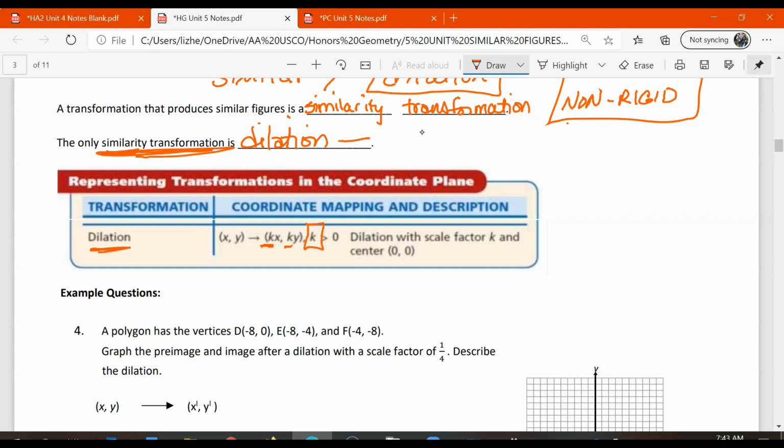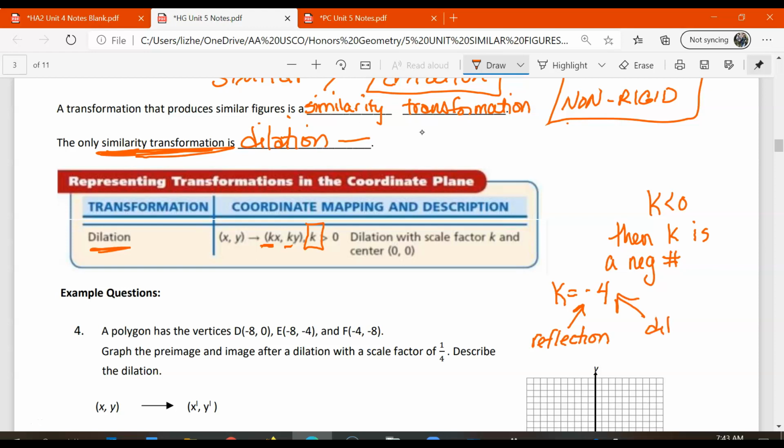Now if k is less than 0, that means k is a negative number. So let's pretend k is a -4. So that negative portion makes it a reflection. And then the 4 portion is the dilation portion. So when you have a negative number for that k that you're multiplying, then technically you're doing two things. You're doing both a reflection and a dilation.